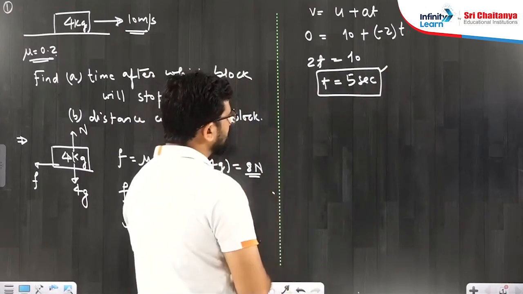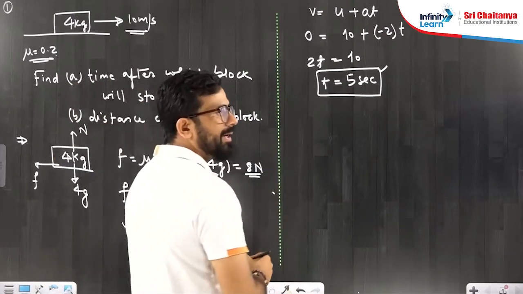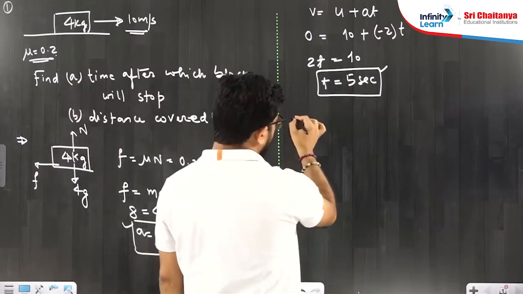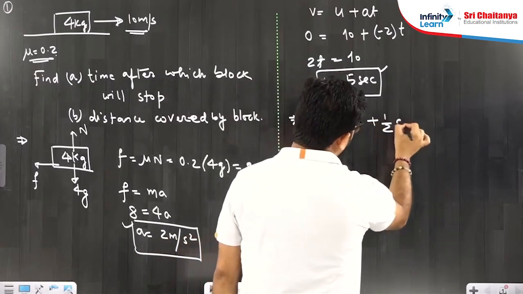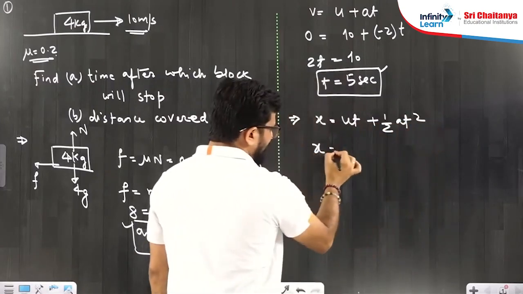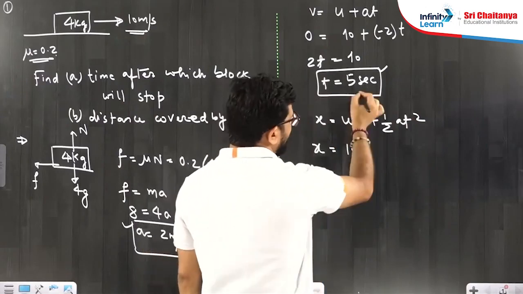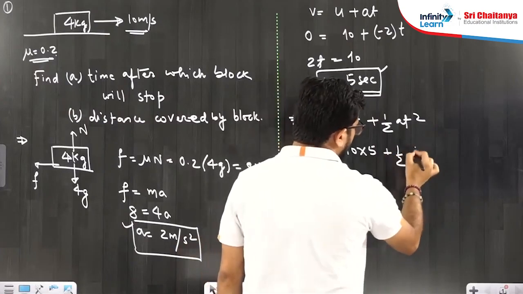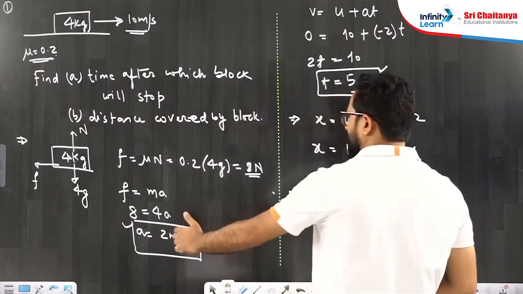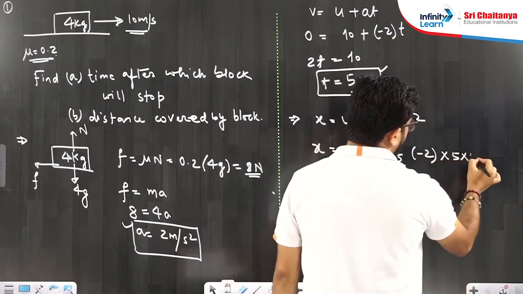Now we have to use what is that? What is the distance covered by this particle before stopping? So we are using the second equation, x equal to ut plus half at square. X we have to find. What is the u? U is 10. Initial velocity is 10. Time is again 5 seconds. We are applying, so 10 into 5 plus 1 by 2 acceleration, that means retardation, that is 2. So I will put minus 2 into time, 5 into 5.